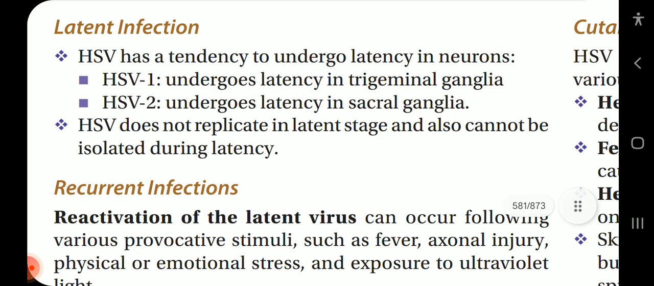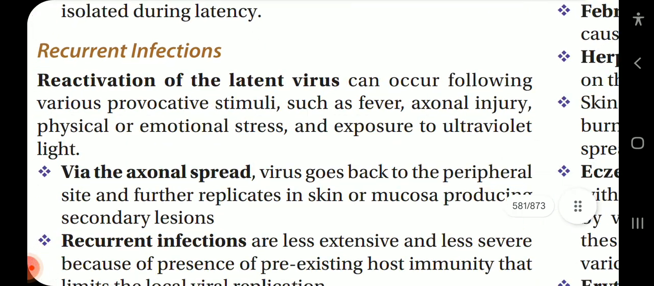Latent infection. HSV has a tendency to undergo latency in neurons. HSV1 undergoes latency in trigeminal ganglia, while HSV2 undergoes latency in sacral ganglia. HSV does not replicate in latent stages and cannot be isolated during latency.